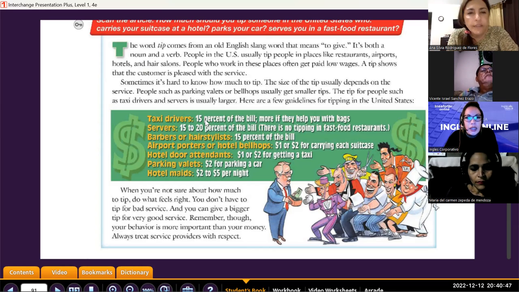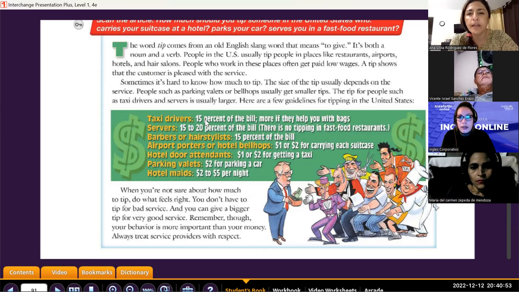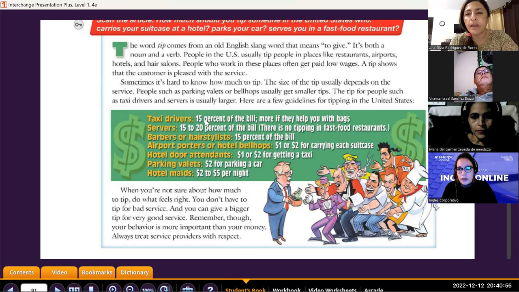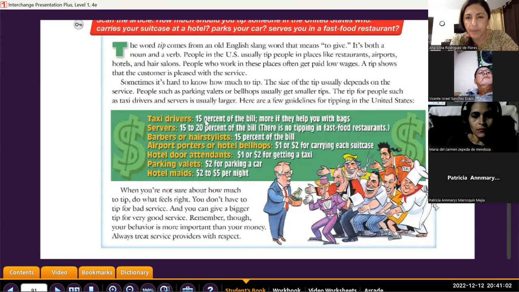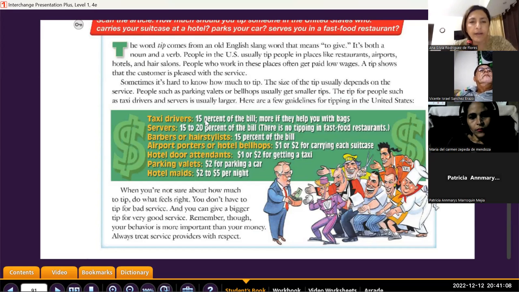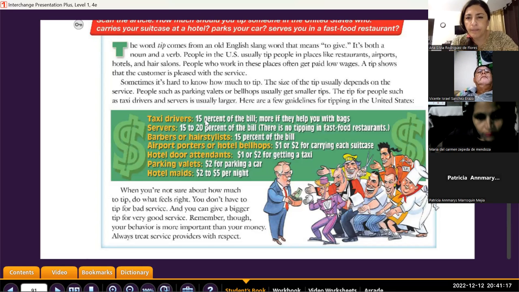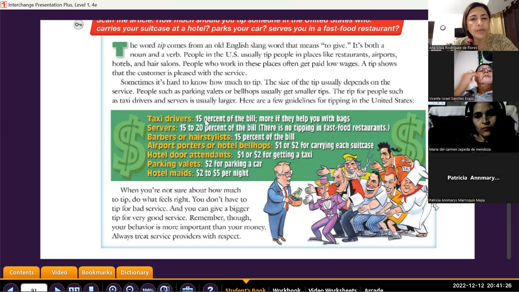The word tip comes from an old English word that means to give. It was a noun, a verb. People in the US usually tip people in places like restaurants, airports, hotels, and hair salons. People who work in these places often get paid low wage. A tip shows that the customer is paid for the service. Continue. Okay, thank you so much, Vicente.